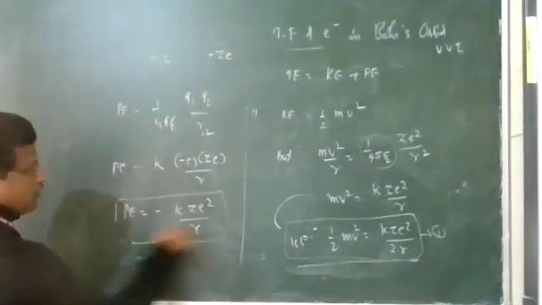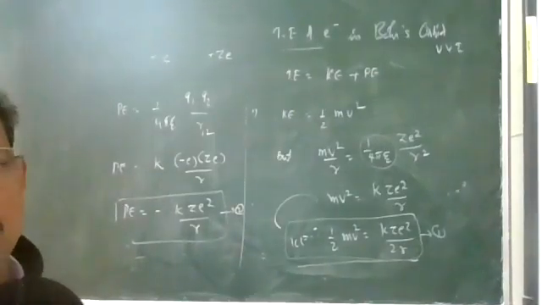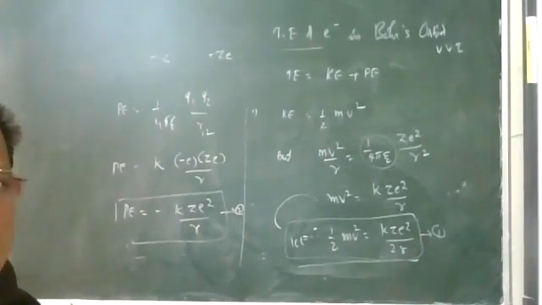Equation number 2. Very important. Same equation, kinetic energy and potential energy equations are the same even for Rutherford. What is the energy? Same equation to be applied. Potential energy is negative because the electron is bound by the attractive force: minus k Z square by r.